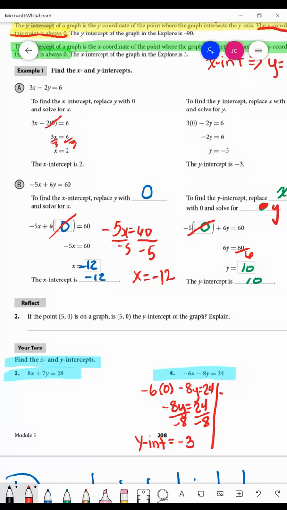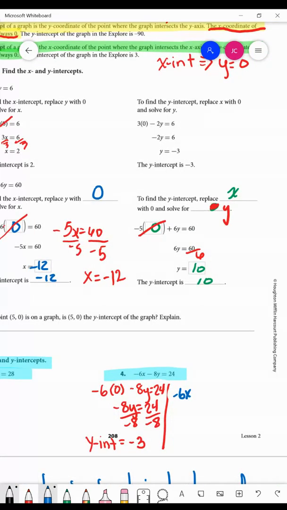Now we do the x. This time, we're going to put 0 in for y because we're looking for x. That goes away, so negative 6x is 24. Divide by negative 6. So our x-intercept is negative 4.